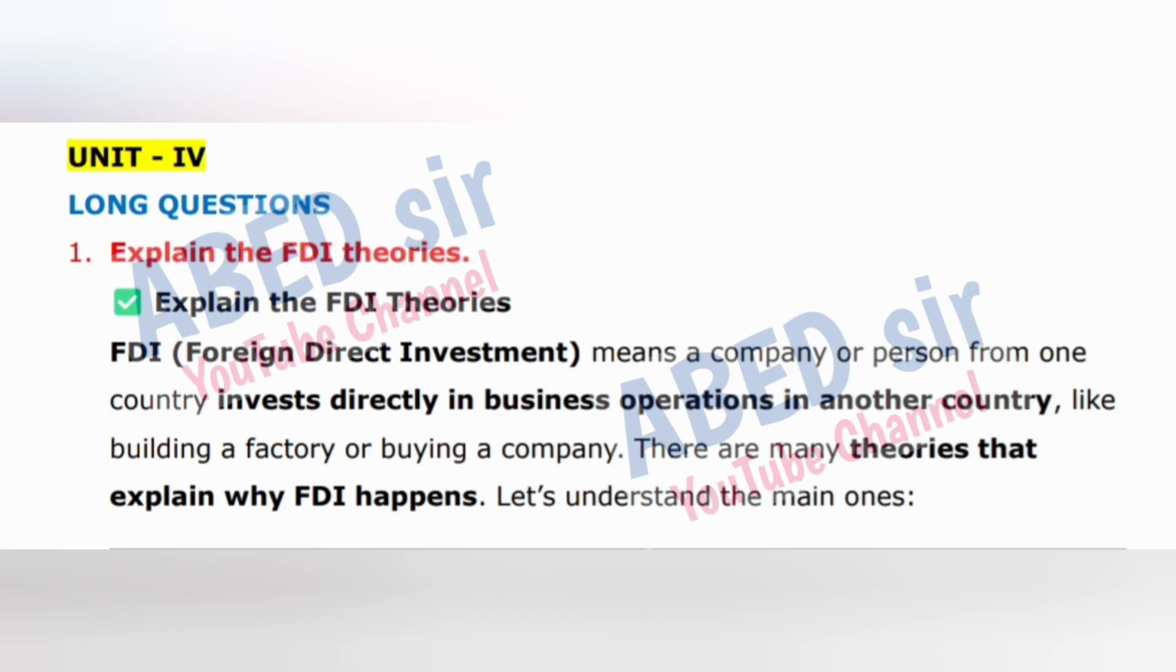Explain the FDI theories. FDI, foreign direct investment, means a company or person from one country invests directly in business operations in another country, like building a factory or buying a company. There are many theories that explain why FDI happens. Let's understand the main ones.